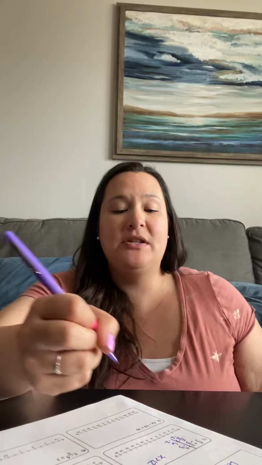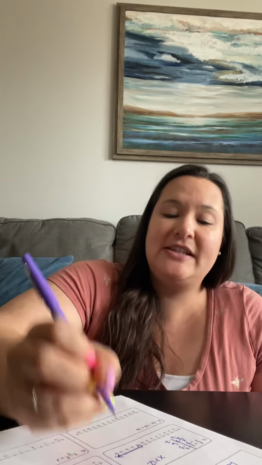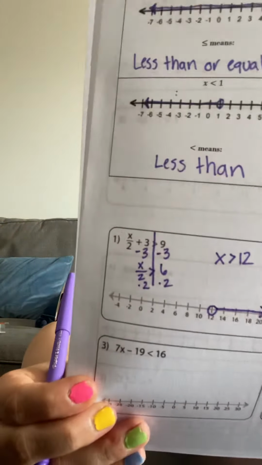Now I need to graph this. Because there is no line underneath, it's going to be an open circle. And I'm going to put it at the number 12. And because it's greater than, I'm going to go towards the larger numbers. So this is what your answer should look like.